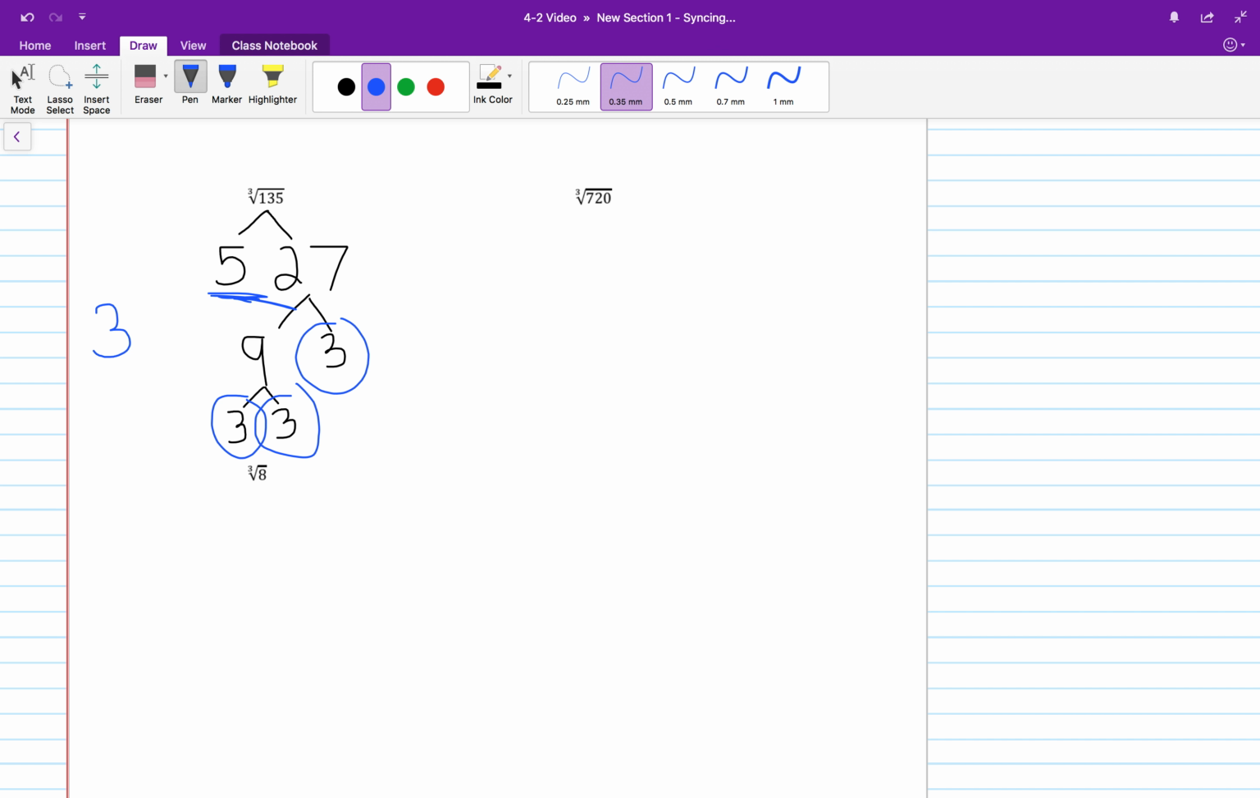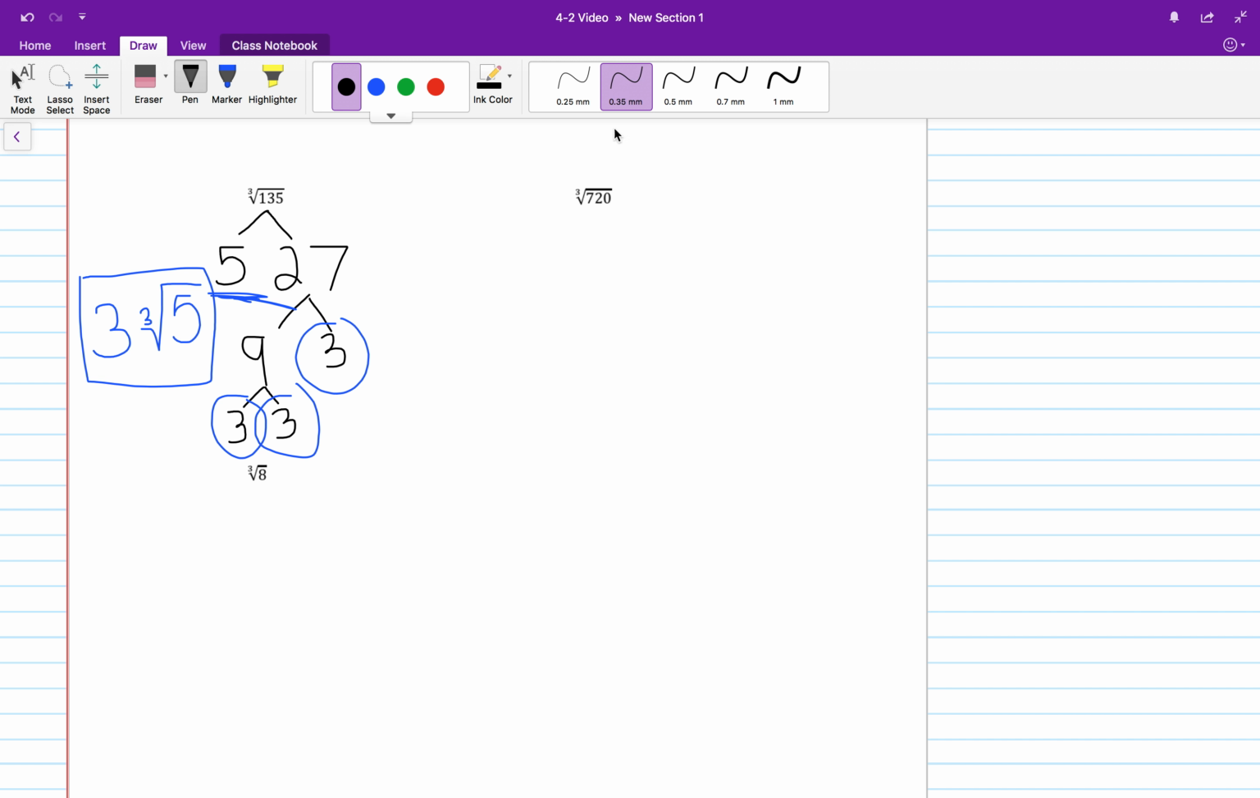5 doesn't have a triplet, so it's going to stay inside the cube root. So I'm going to leave it inside my cube root to get 3 cube roots of 5. And that's my final answer. Leave it just like this.